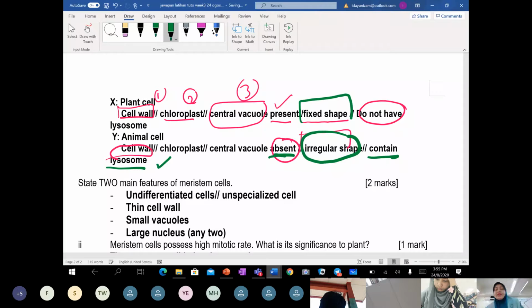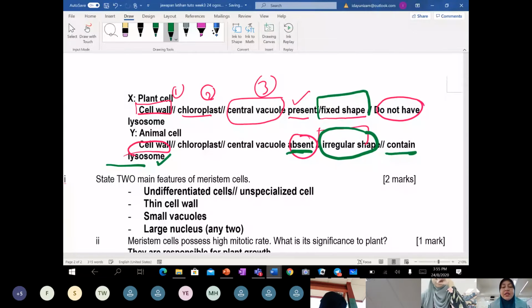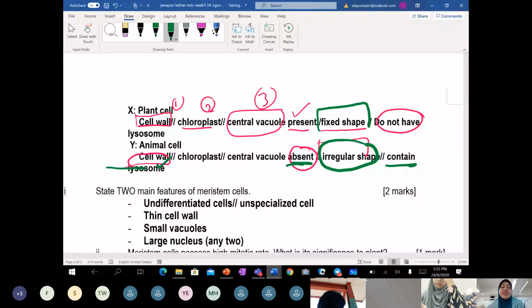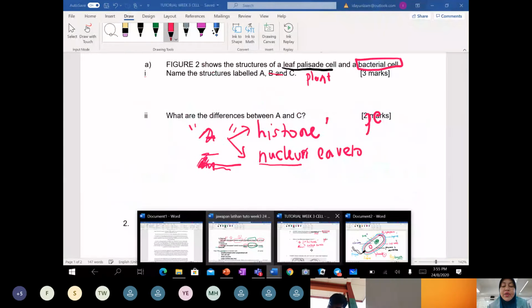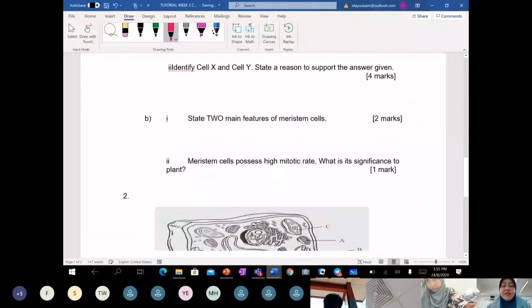And what the plant cell does not have, but the animal cell shows, is lysosome. Alright. For the meristem cell, teacher will leave it for now, because in the lecture we just mentioned it and haven't gone deeper. Later we will discuss. Okay, back to this question. Now the last question for cell.